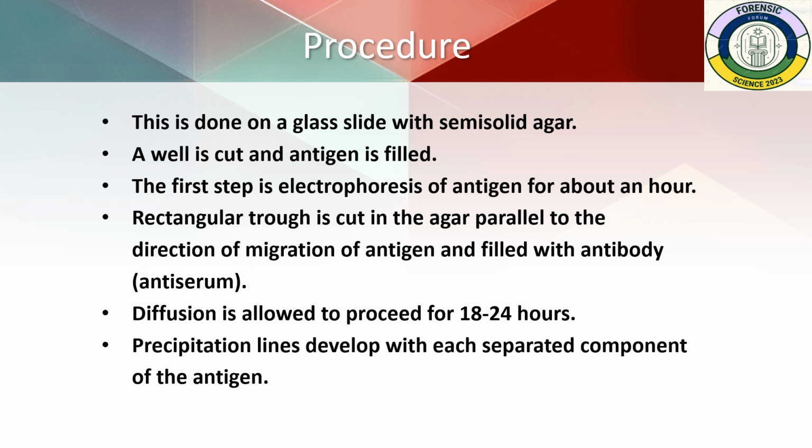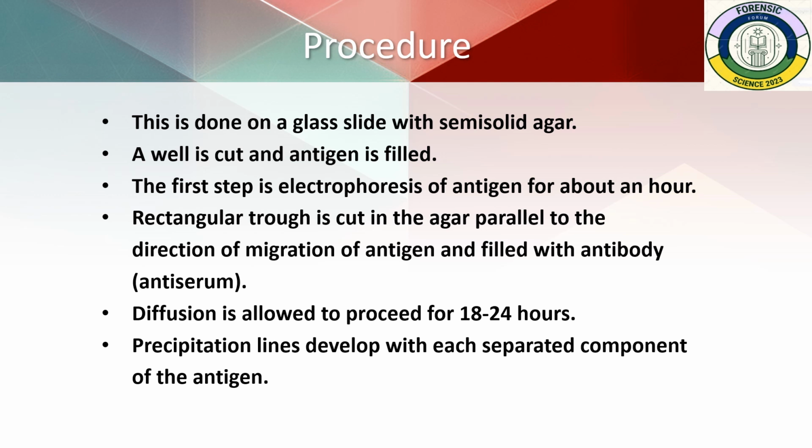After the electrophoresis, a rectangular trough is cut in the agar parallel to the direction of migration of antigen and filled with antibody, antiserum. Diffusion of antibody is allowed on the surface of the gel for about 18 to 24 hours. Precipitation lines will be developed with each separated component of the antigen.